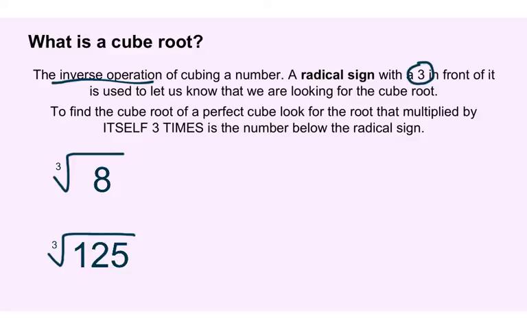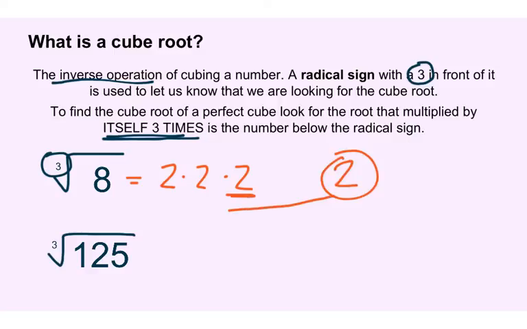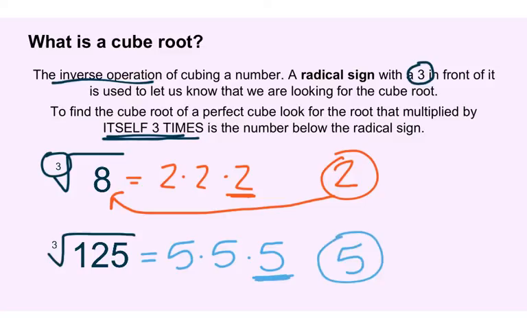Okay, so to find the cube root of a perfect cube, look for the root that multiplied by itself 3 times. That's the important part, because of this 3 here, is the number below the radical sign. So when I look at 8, I know that that's 2 times 2 times 2. Okay, so the cubed root of that number is one side of it. So that's 2. That's the cubed root. Okay, let's look at the next one. 125. I know that 5 times 5 times 5 equals 125. So the root is one of those sides, and that's 5. So the cubed root of 125 is 5.